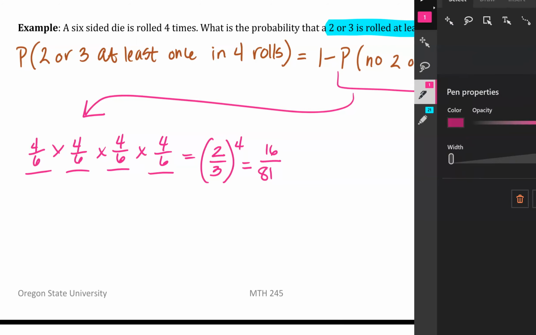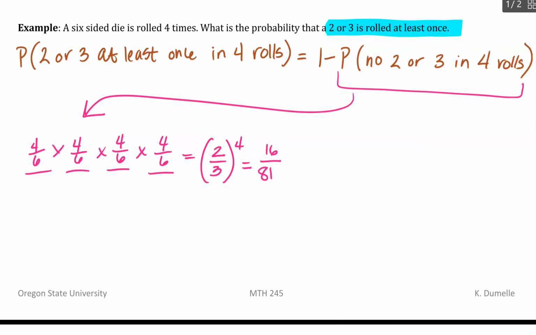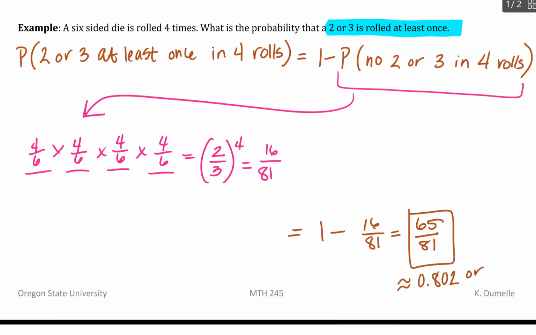So that was the complement, but that did not answer our question. So we get 1 minus 16/81, which is 65/81, which is our exact fraction answer. Or if you divided those, we would get about 0.802, or about 80.2%. So I think this percentage just helps us kind of understand that, it helps us interpret. So what's the probability that a 2 or 3 is rolled at least once? 80%. So a pretty big probability.